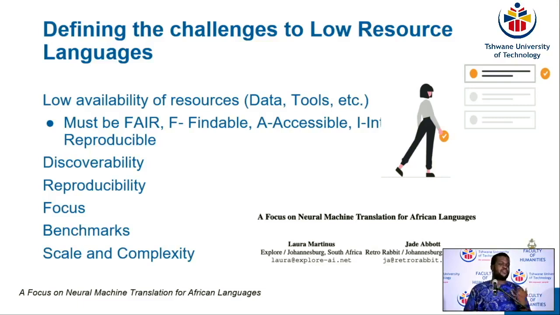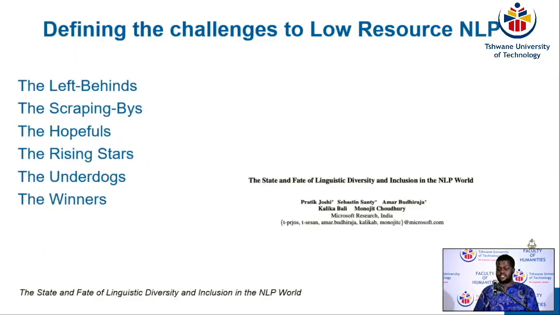And then some are because people don't want others to have easy access, because I want to publish for the next 10 years in the same area without other people being able to use the same material that I have. And that's a more sinister reason. So just imagine we're almost holding our own languages hostage for such reasons. Right? Discoverability, reproducibility, focus. People then tend to not focus on our languages because they don't have access to these things, or it's easier to publish in the very global languages that are majority. There's benchmarks, and then the scale and complexity if you want to resolve these issues.